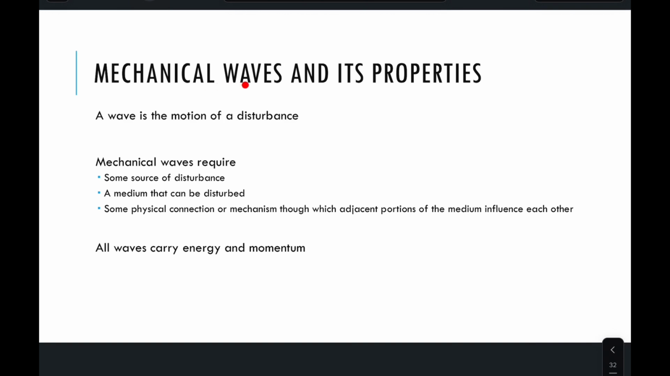So, mechanical wave and its properties. As we know, wave is motion of disturbance. For mechanical wave, it requires a source of disturbance, a medium that can be disturbed, and of course some physical connection between the source of disturbance, which is the vibration, and the medium. If the vibration, the source of disturbance, is not in physical contact with the medium, the energy cannot be transferred. The disturbance cannot be transferred. All waves carry energy and momentum.